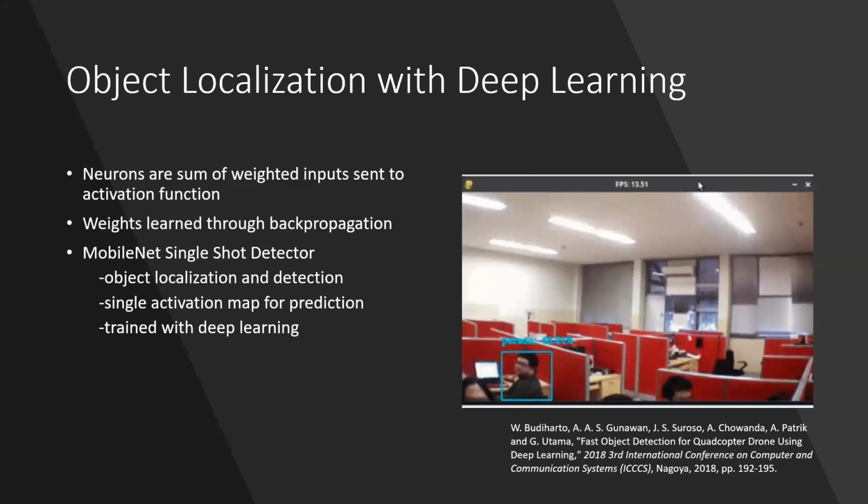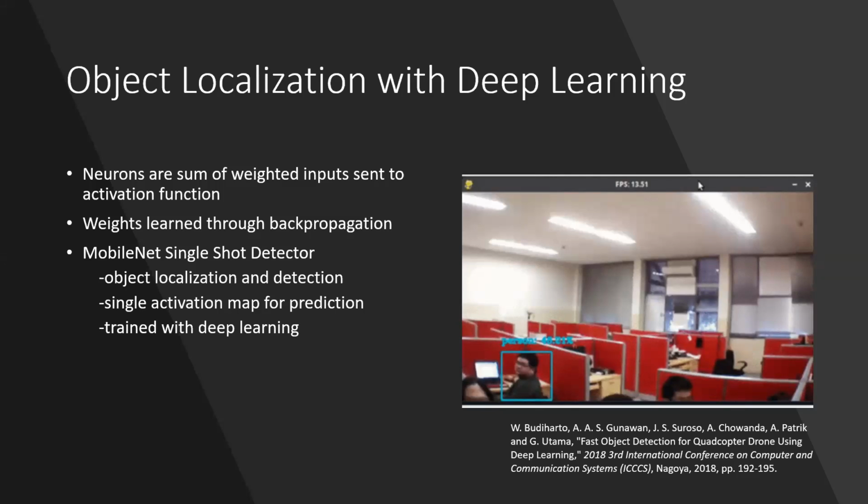So as we start to get into more of these state-of-the-art and harder ideas, one of the concepts is using deep learning for object localization, which is kind of like the stereotypical computer vision idea. A neural network is built up of neurons, which are sums of weighted inputs, like camera data, sent to some form of activation function. Then it learns the weights it's supposed to use for these inputs through the backpropagation algorithm.